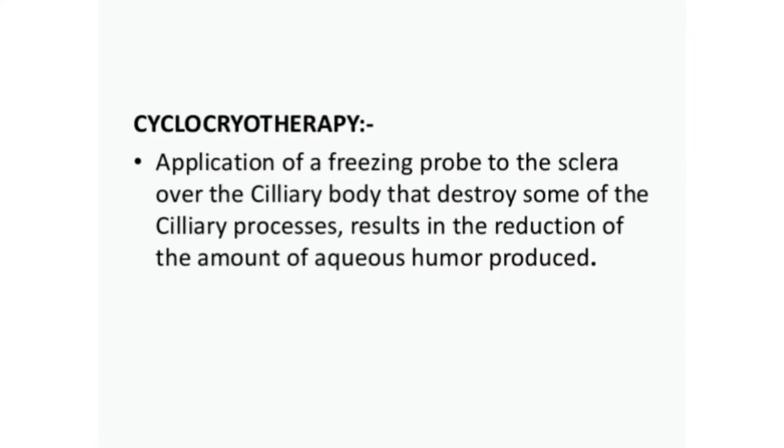Another method is cyclocryotherapy. Cryo means freezing. So basically a freezing probe is applied to the sclera over the ciliary body, and because of the freezing probe, some of the ciliary processes are destroyed. You know, the ciliary process is the part of the ciliary body which produces the aqueous humor. So if a part of the ciliary process is destroyed, then less aqueous humor will be produced. In this way we can control glaucoma.